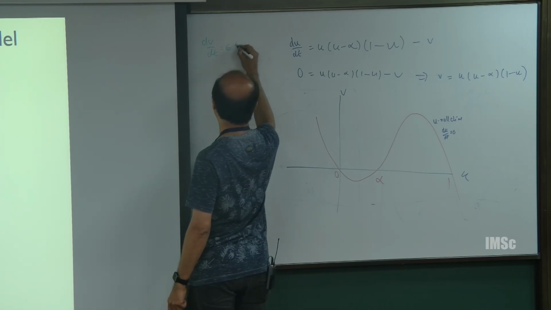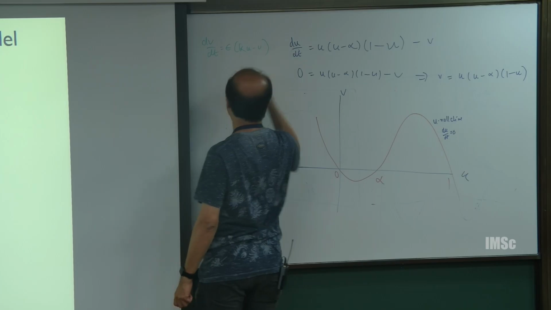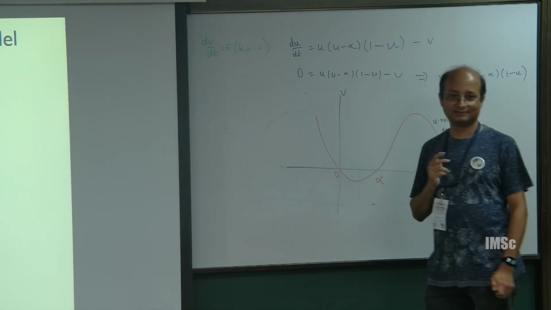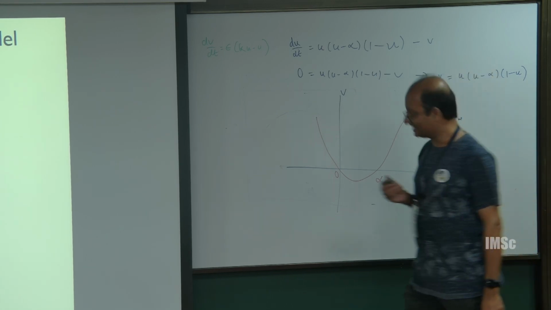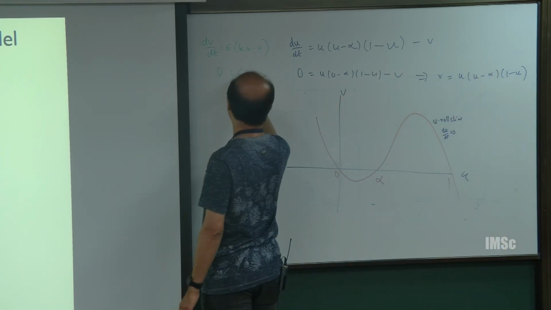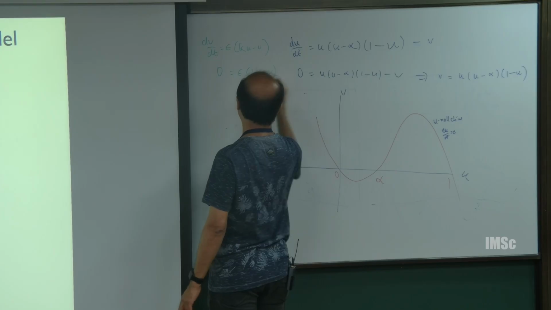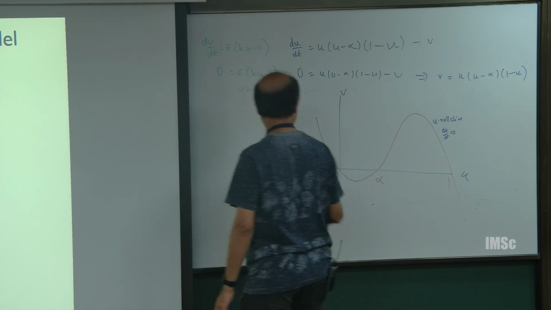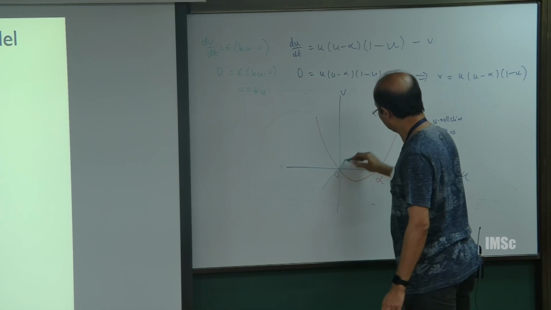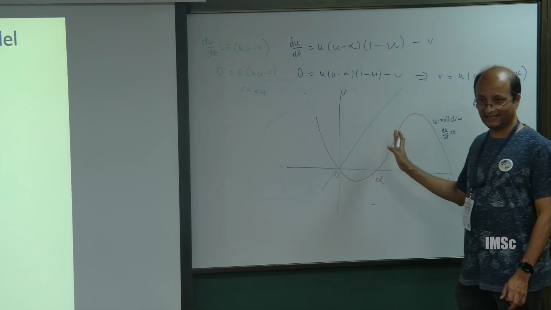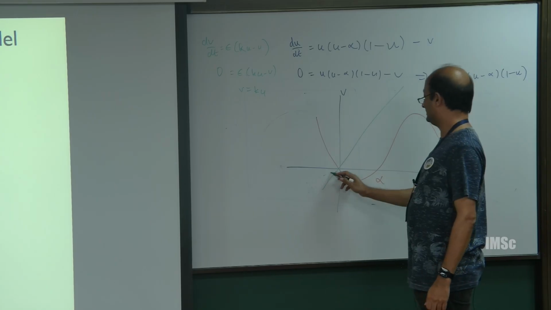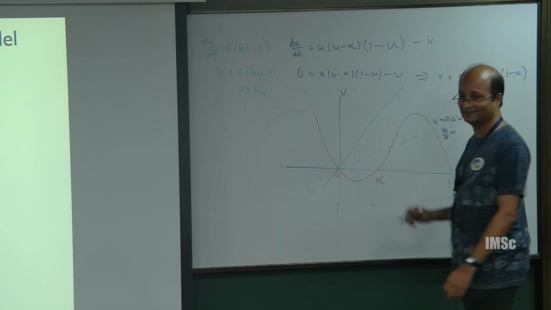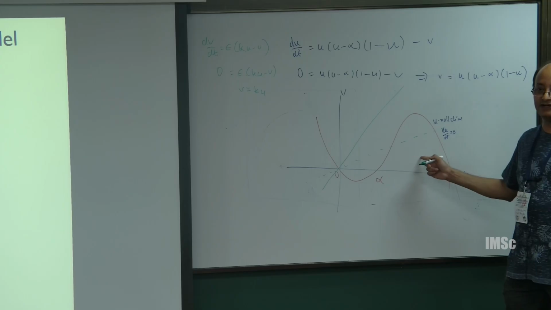dv/dt is epsilon times (ku minus v). So what is the nullcline? It's just a straight line. You set 0 equal to epsilon times (ku minus v), which is simply v equal to ku. Depending upon what k is, the slope will look like this, or it can also look like this. But if it's like this, you're in real trouble.